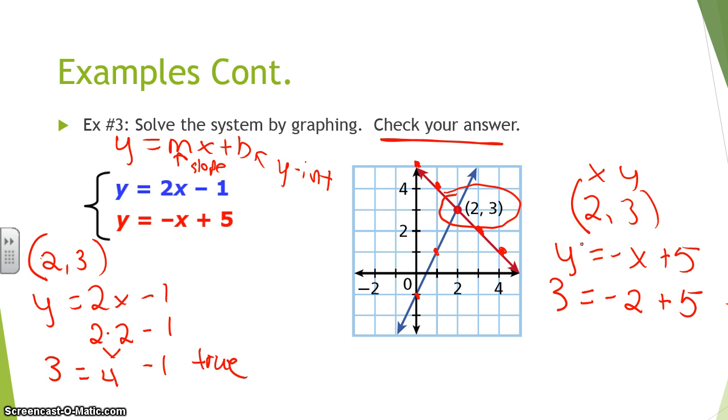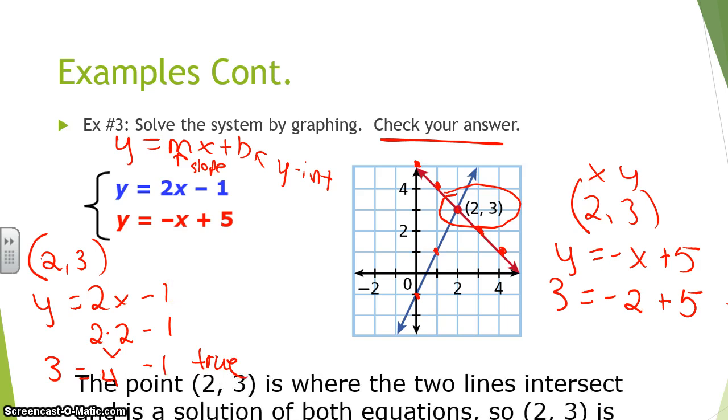So we've graphed our equations. We've checked to make sure it's true by substituting the ordered pair into each equation. So our final answer is the point 2, 3 is where the two lines intersect and is a solution of both equations. So 2, 3 is the solution of the system, and to check the solution you're plugging in 2 for x and 3 for y.